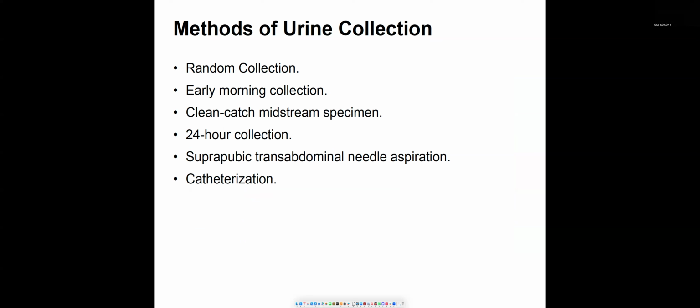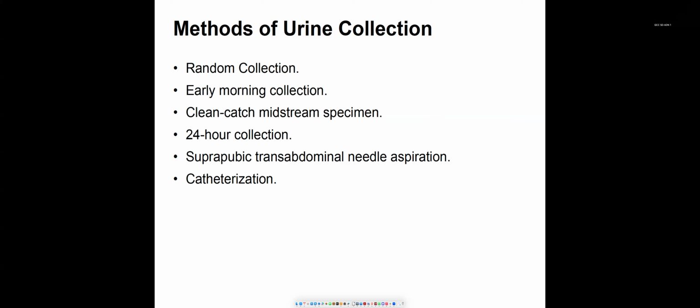And here we have different methods of urine collection. For example, you have random collection, so urine is collected at any time of the day without any specific preparation. You have early morning collection, which is collection when you wake up. Clean catch midstream specimens. This is collected midstream after cleaning the external genitalia. 24-hour collection. All urine is collected over a 24-hour period.